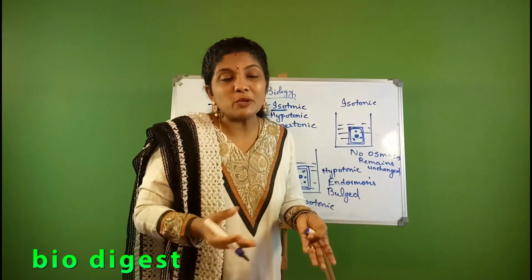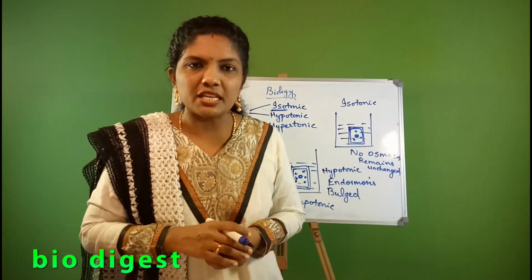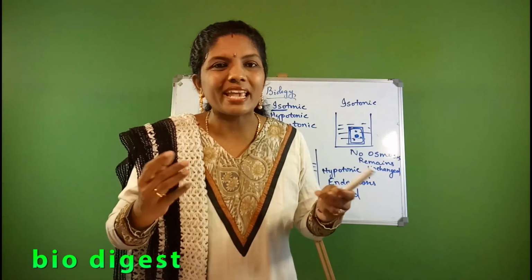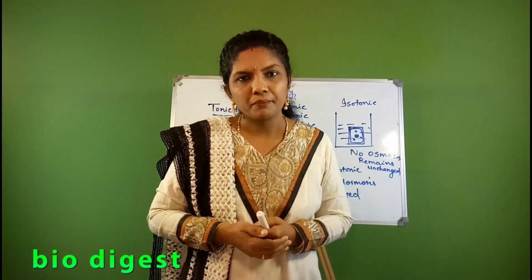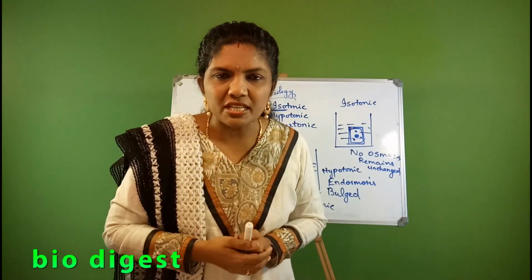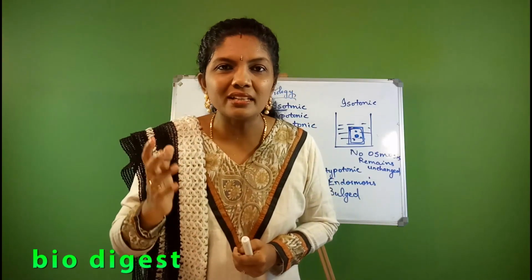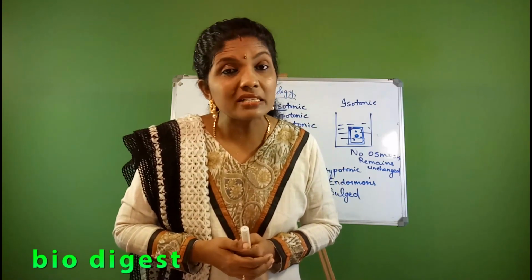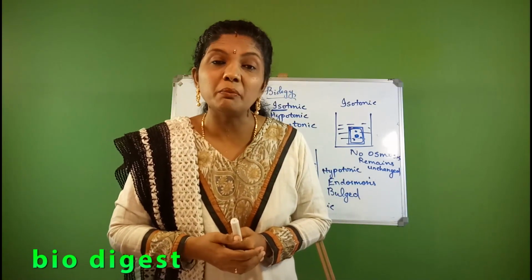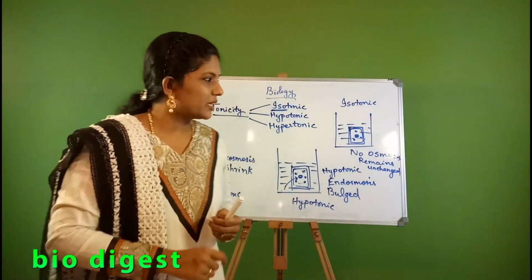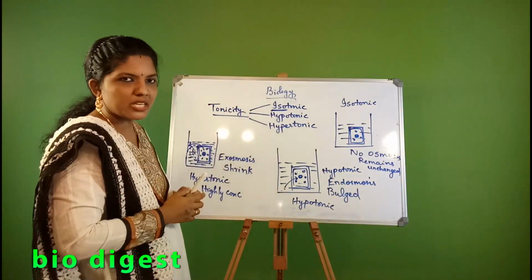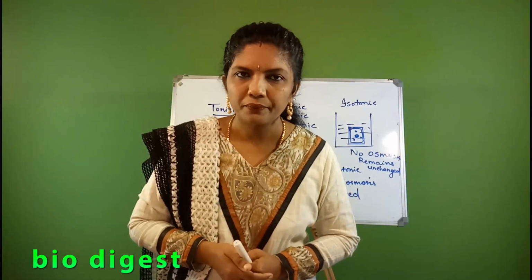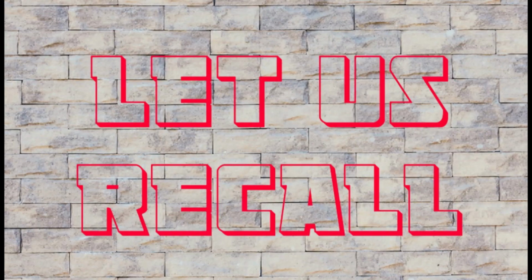So what is the difference between osmosis and tonicity? Osmosis refers to the diffusion of water molecules across a semi-permeable membrane. Tonicity is the relative solute concentration of two different environments separated by a semi-permeable membrane. Based on that, we have three types of solutions: isotonic, hypotonic and hypertonic solution. Let us recall.